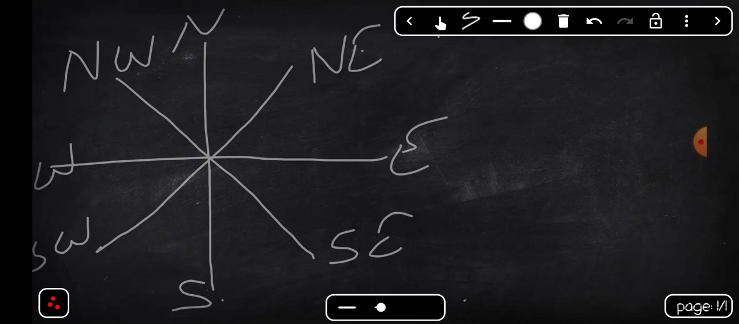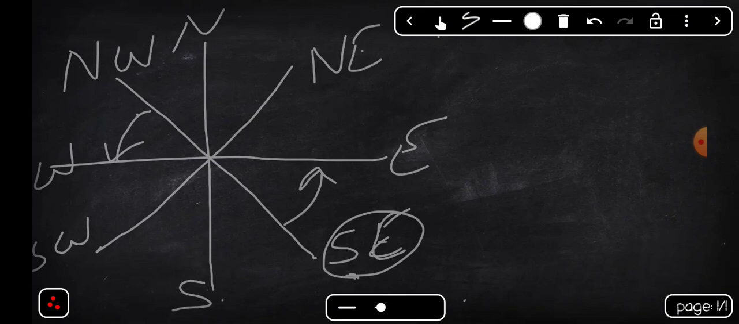Now the problem says southeast is called east. This is the southeast. This southeast is called east, moving one point towards the left side. Next, northwest is called west. This is the northwest, and it is called west, also going one point anti-clockwise. Southeast goes one point anti-clockwise, and northwest is also going one point anti-clockwise.